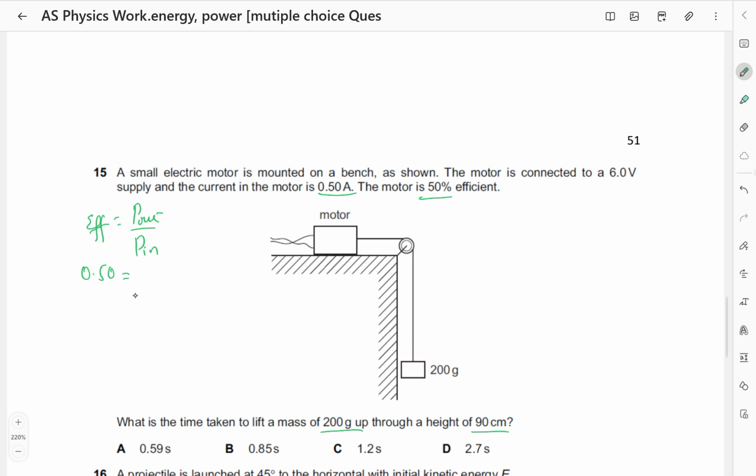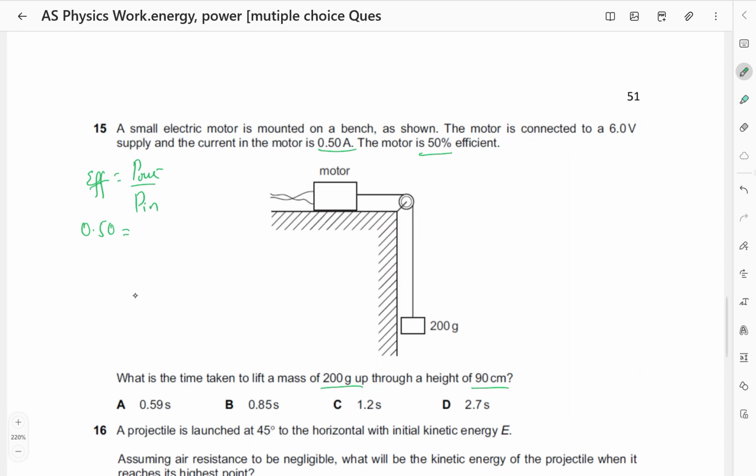The motor is connected to a 6 volt supply and the current in the motor is 0.5. What is the time taken to lift a mass of 200 grams? So lifting 200 grams through a height of 90 centimeters must be the output, and this is going to be the power input. So let me write power output over power input.